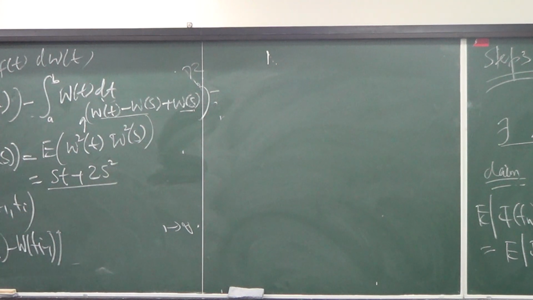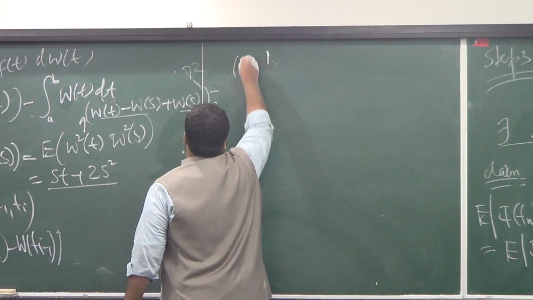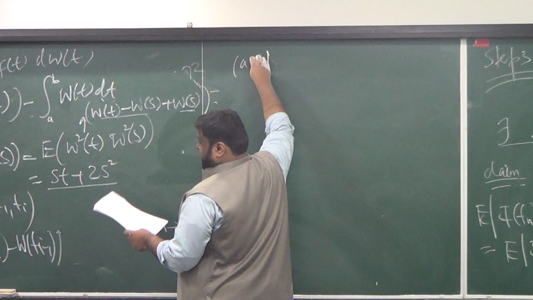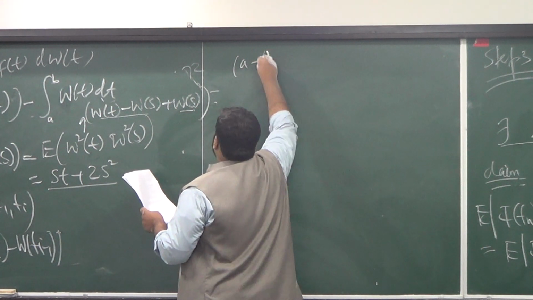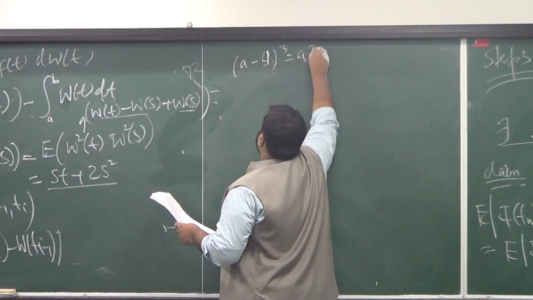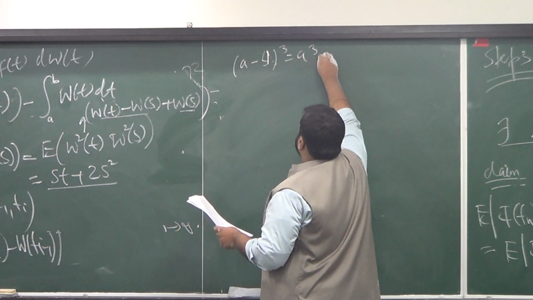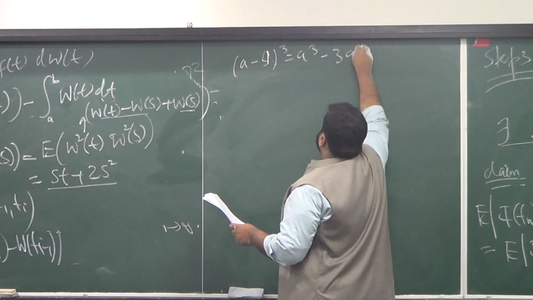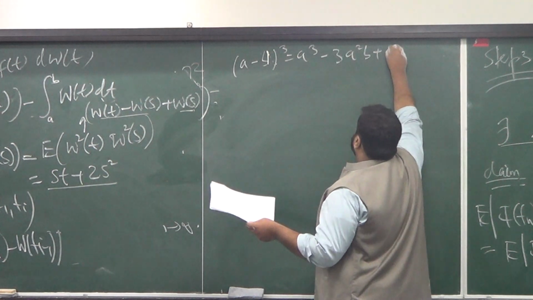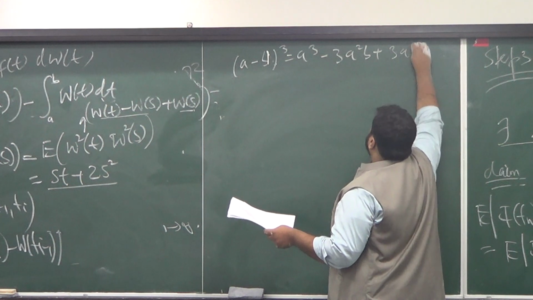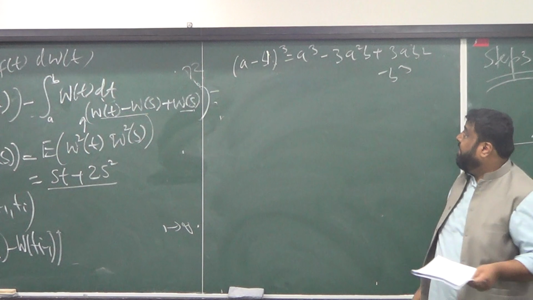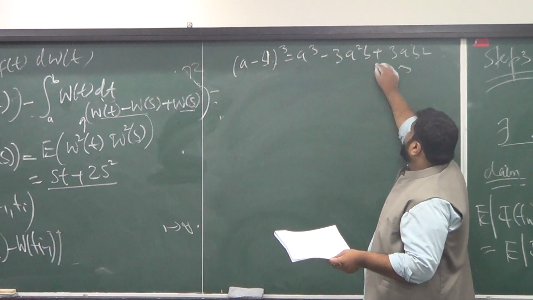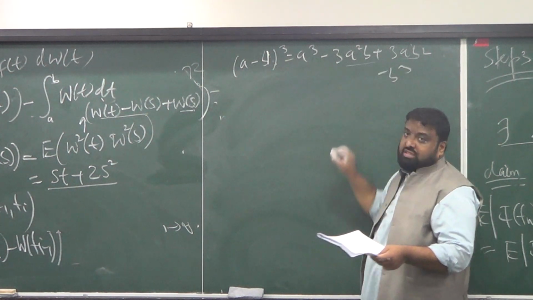So the trick is this. I'm using this elementary identity. Shall I tell you or shall I just directly write it? So (a minus b) cube is a cube minus 3a square b plus 3ab square minus b cube, something like that. So I have a term like this actually.